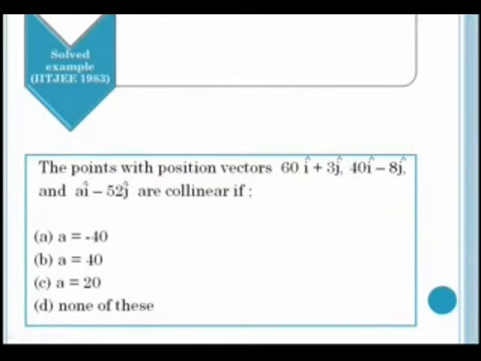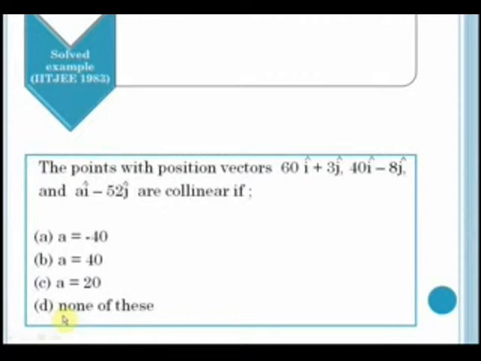Now this problem appeared in IITJEE 1983 and it says that the points with the position vectors 60 times i cap plus 3j cap, 40 i cap minus 8j cap and a times i cap minus 52 times j cap are collinear if option A is a equal to minus 40, option B is a equal to 40, option C is a equal to 20 and option D is none of these.